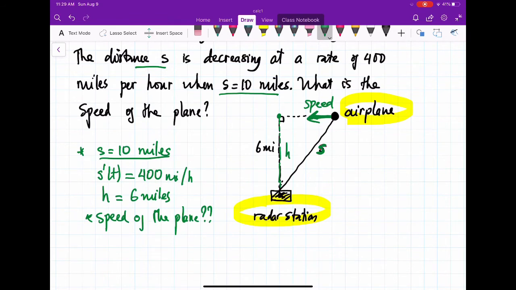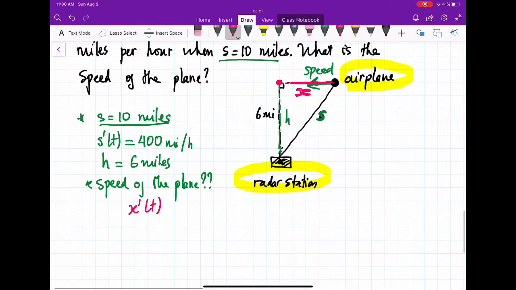So since they ask us about the speed, I need to measure some distance in here, because without the distance we cannot find the speed. Is that correct? So let me denote the distance from the airplane to this point as x. So that means we need to find x prime in t. Okay, so that is the first step. We finished that. We listed all quantities they give us and the quantity to be determined.